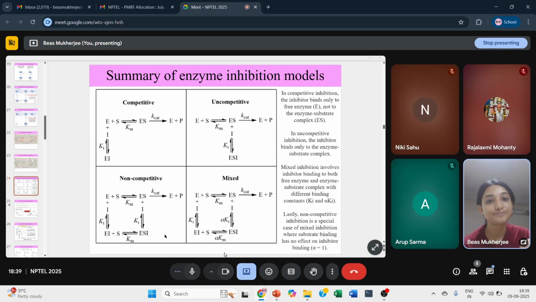And lastly is non-competitive inhibition. So in mixed inhibition, what is happening? The enzyme inhibitor complex is there. To this, the substrate can bind and an enzyme substrate inhibitor complex can form. So this is a new thing, right? And its rate is given as alpha Km, which is changed Km. So here Km is changing. Lastly, non-competitive inhibition is a special case of mixed inhibition where the substrate binding has no effect on the inhibitor binding. So alpha is 1. That means Km will be both, right? So both will be Km in this equation.